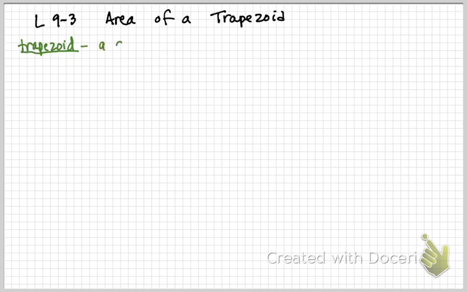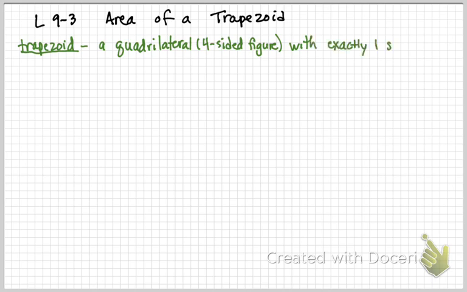So it's a quadrilateral. Quad meaning four, lateral meaning side, so it's a four-sided figure. A quadrilateral with exactly one set of parallel sides. So this totally doesn't meet the definition of a parallelogram, which says that both sets of opposite sides are parallel. In a trapezoid, only one of them is, okay?